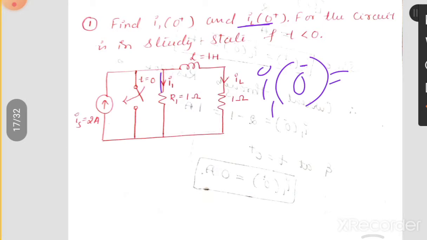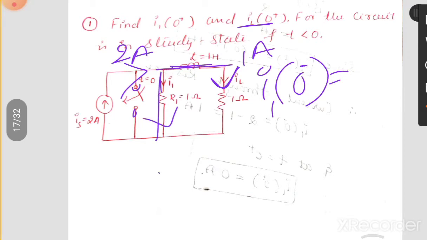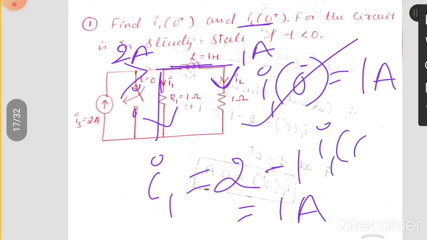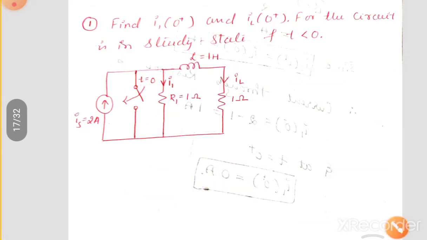So when initially it was short and this was also open, this branch current, you know, is 1 ampere, this main current you know is 2 ampere. What about this current then? Directly you can write I1 is nothing but main current minus branch current, which is 1 ampere. But they have not asked I1 of 0 minus, they have asked us to calculate I1 of 0 plus just after closing the circuit.